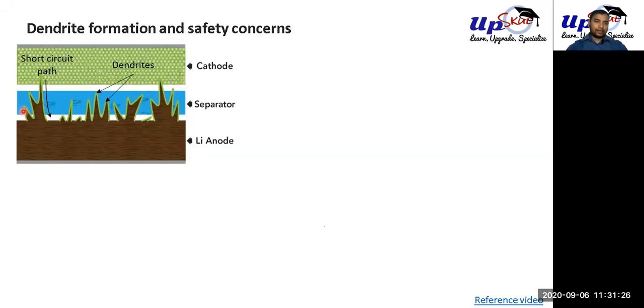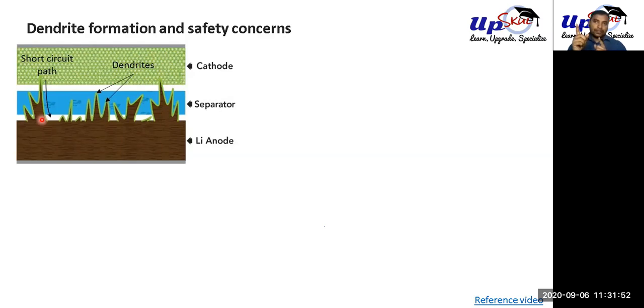Okay, structures like this are called dendrites. Okay, it's like a fungus. Okay, it expands like a fungus. And what happens, this thing keeps rising and rising. Okay, we are talking in nanometer scale, but this thing keeps rising, and after a certain period of time it will protrude the separator.